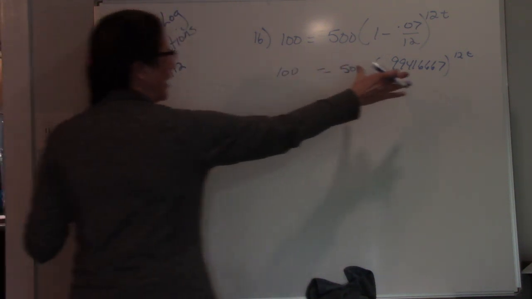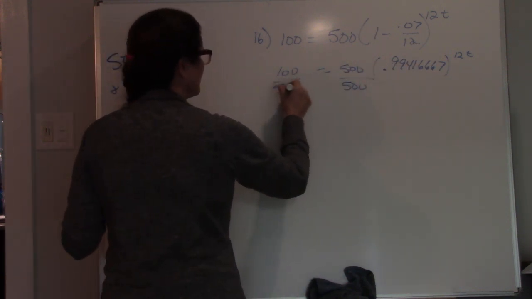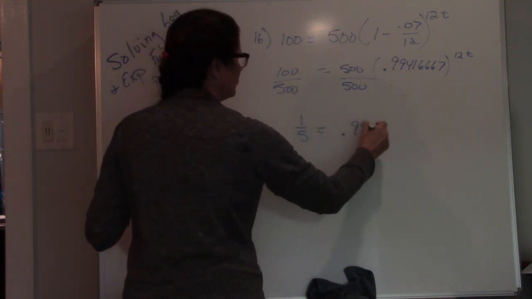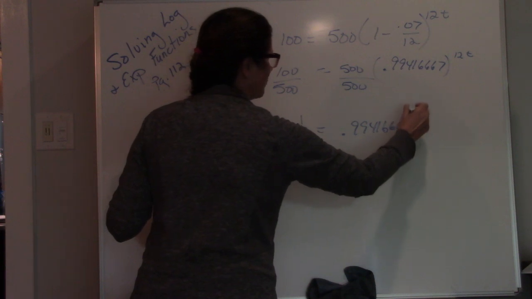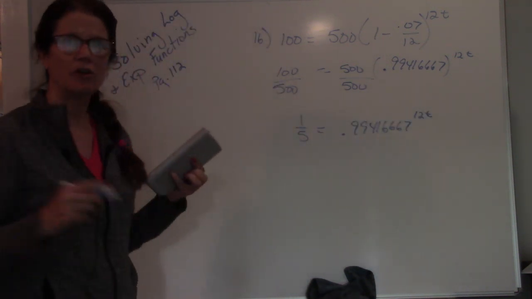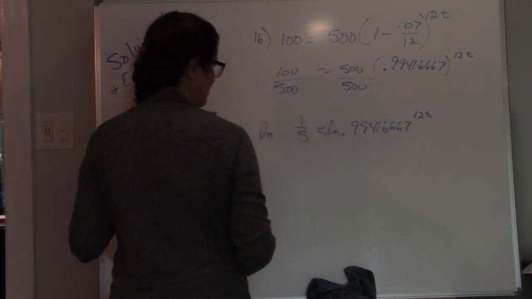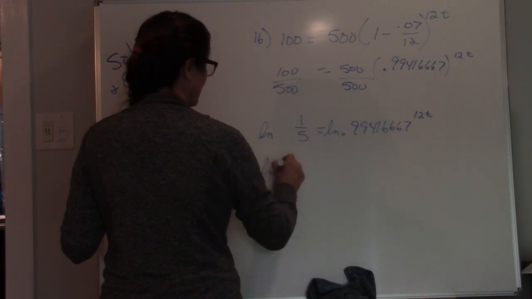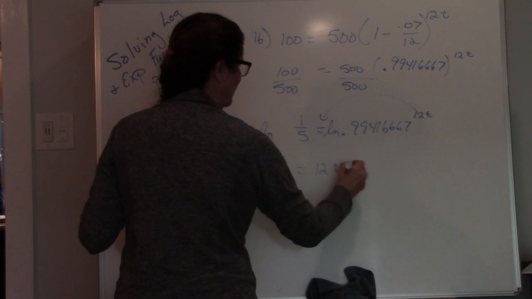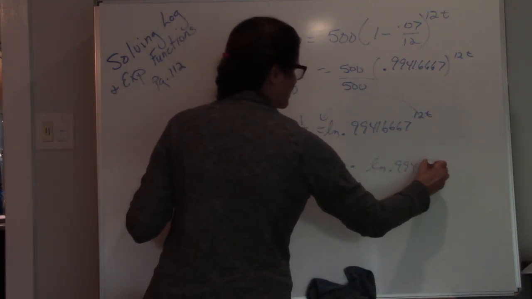So now I want to isolate. I'm going to divide both sides by 500. I get 1/5 equals 0.994166667 raised to the 12t. The exponent has a variable. I want to drop that down. So I'm going to ln, or log, it doesn't matter, ln both sides, which drops this to the front: 12t times ln 0.994166667.